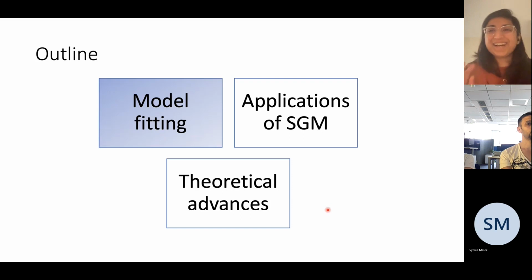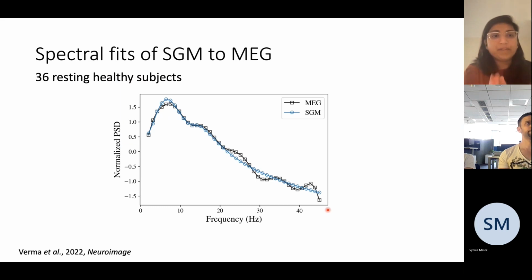All right, let's go into the model fitting part. So the main idea was that we obtain a frequency spectra and we want to make sure that it matches the empirical spectra we obtain from MEG. While doing so, we estimate what the model parameters are. So we did that. That was the first thing we did. We tried to see how the spectral patterns fit to empirical MEG. And for this, we obtained MEG recording from 36 resting healthy subjects.